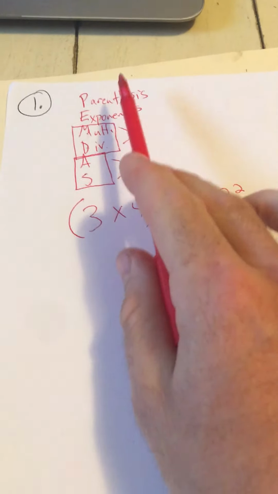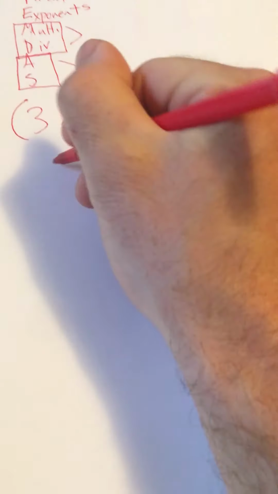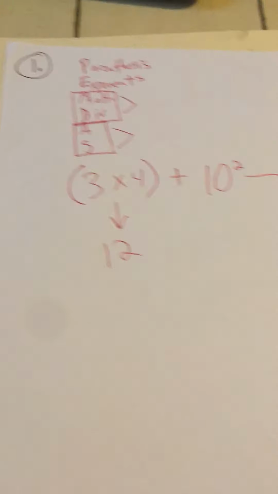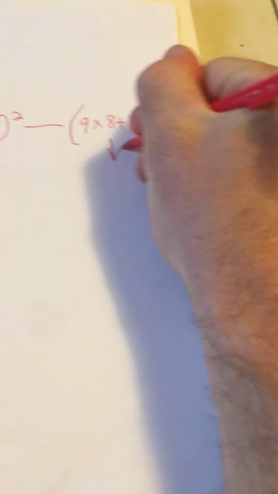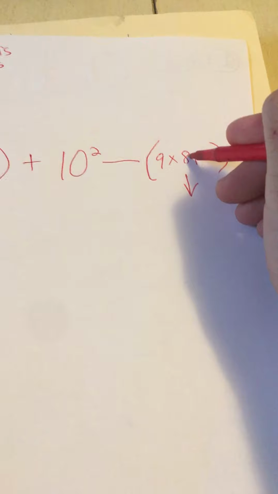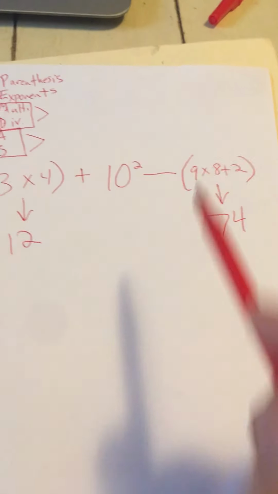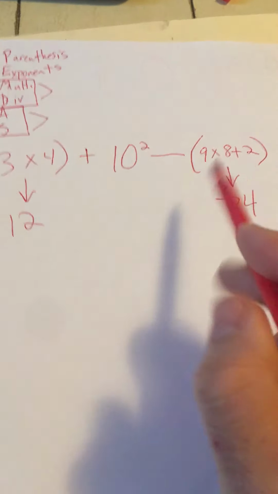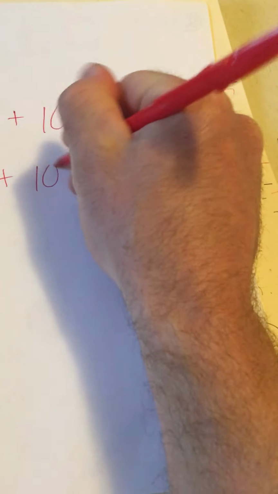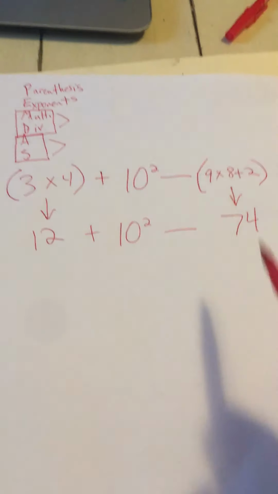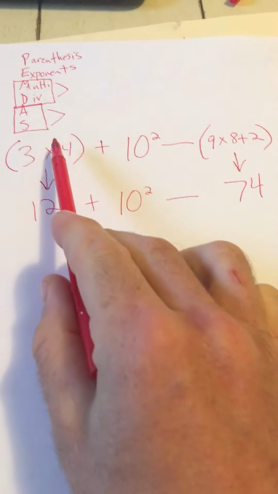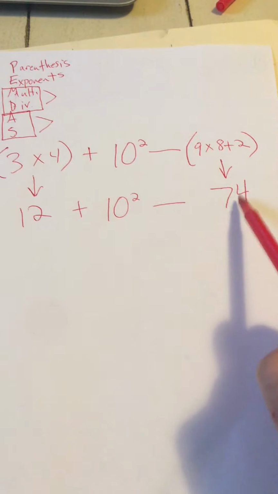And the first thing we're doing here are the parentheses. So we can do 3 times 4 is 12. And we can do 9 times 8 is 72. Plus 2 is 74. So far we've just gotten rid of the parentheses. The rest of the problem we're just going to rewrite. Plus 10 to the second power minus the 74. So all we did so far were the parentheses.